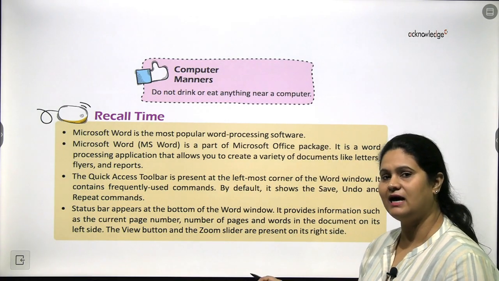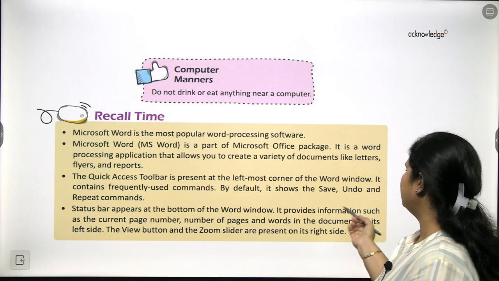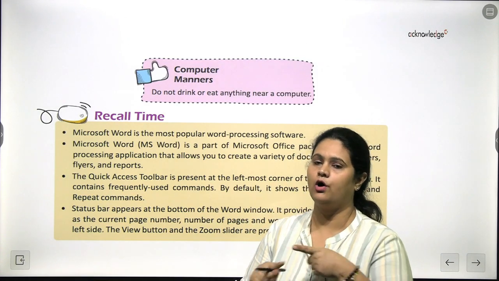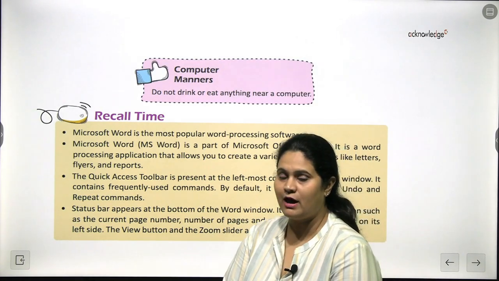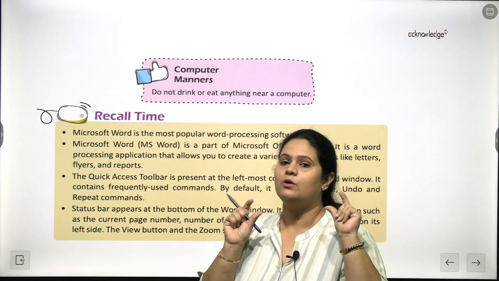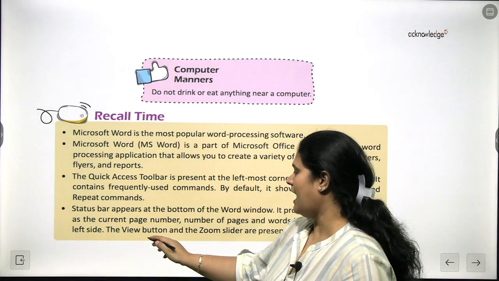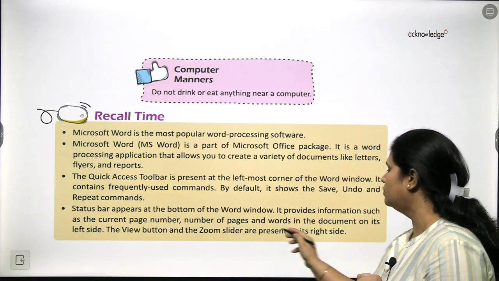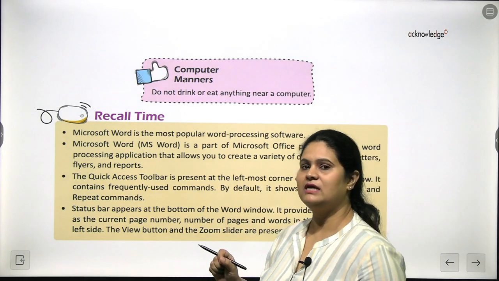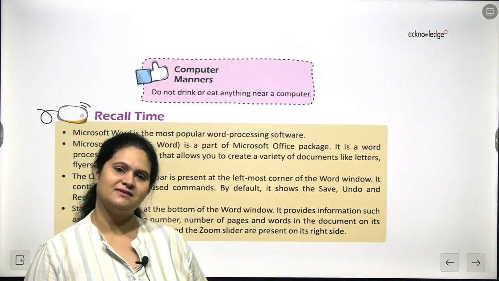There is a status bar that appears at the bottom of your Word window. It provides information such as the current page number you're working on, the total number of pages you have added in your document and also the total number of words that you have typed till now, right? We also have a view button and the zoom slider on the right side of the status bar. So, is it all clear to you children? Shall we move on with the questions? Good.